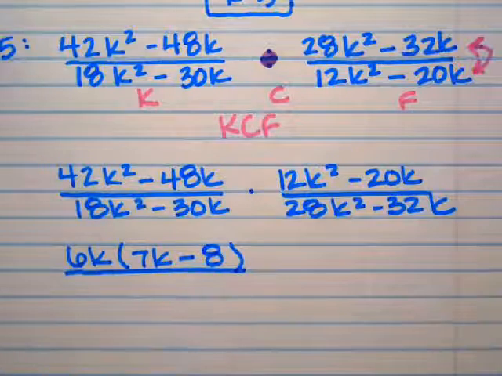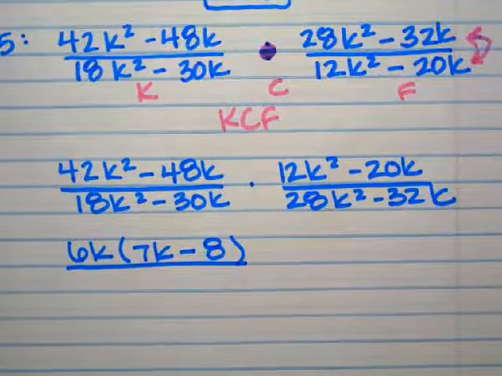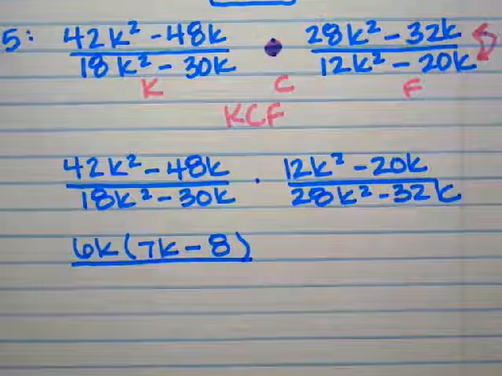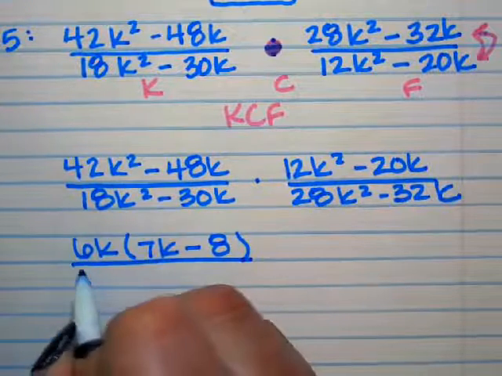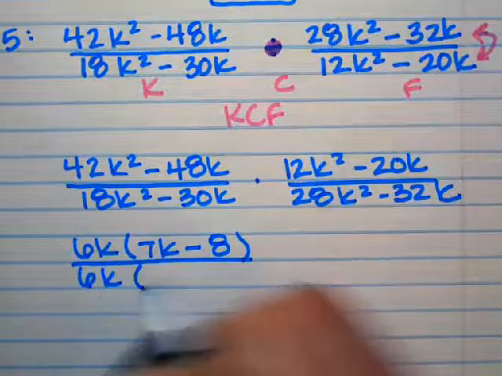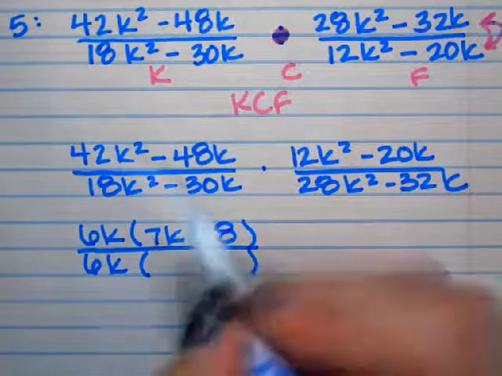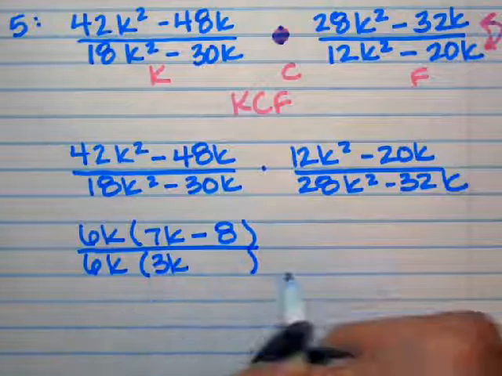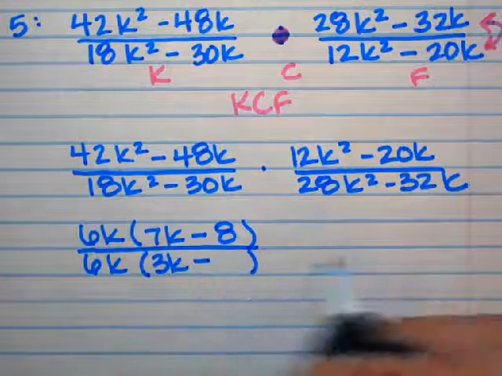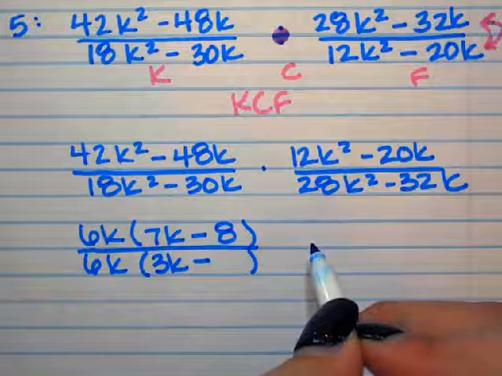Between 18 and 30, what's in common? 6k. Ooh, again. And when you take the 6k out, what's left over? 3k minus 5. Okay.